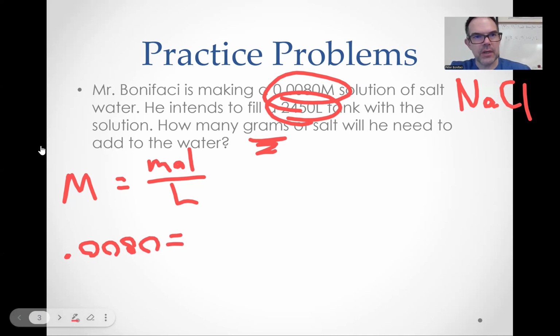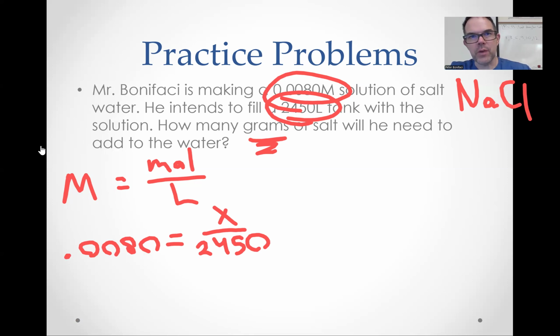That is 0.0080. We do not have moles, so I'm going to put an X there since we'll solve for that in a little bit. We do have liters, which is 2,450 liters, lots of them. Now, if we can get to moles, which we are going to, we can go from moles to grams. The equation I had you copy down will help you get from moles to grams.